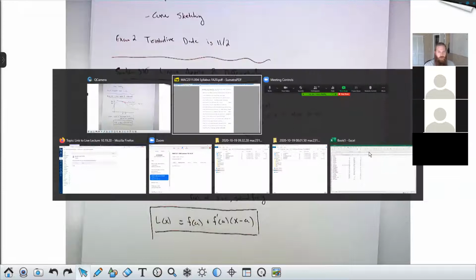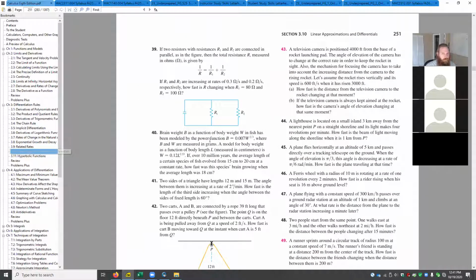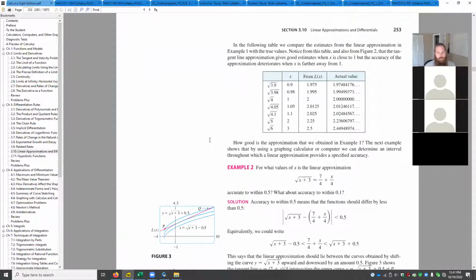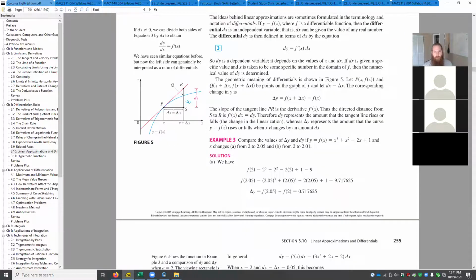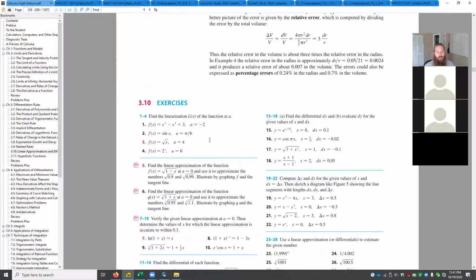So let's do it. Let's approximate something using the linearization. I'm going to go to derivatives, intermediate forms of L'Hôpital's rule, optimization, graphing, calculus, line derivatives. Oh, it's buried in here, isn't it? Yeah. Linear approximations. Okay. Application of physics is all good stuff. I don't want to spoil it for you.